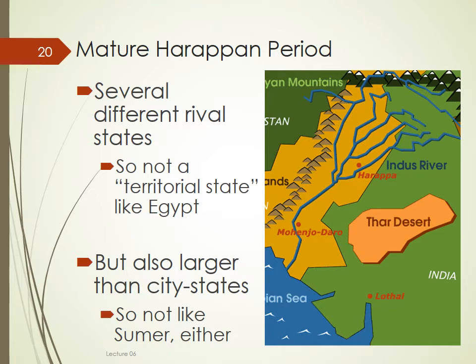On the other hand, the broad standardization seen in brick sizes, weights, and urban planning suggests that Sumerian-style city-states were also not the model for Indus states. Indus rulers governed more than just a single city and its hinterlands, but less than the whole region. Indus government structure therefore sits somewhere intermediate between Mesopotamia and Egypt, though the individual Indus states very likely formed an interaction sphere similar to the one in Mesopotamia.